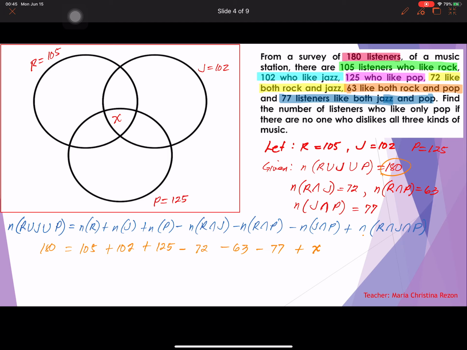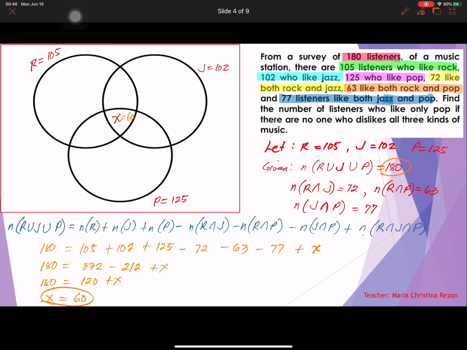And then we do our arithmetic, so you have 180 is equal to 105 plus 102 plus 125, and that gives you 332 minus 72 plus 63 plus 77, and that gives you 212 plus x, which is equal to 180 is equal to 120 plus x, thus your x is equal to 60, and this is your x here is equal to 60.